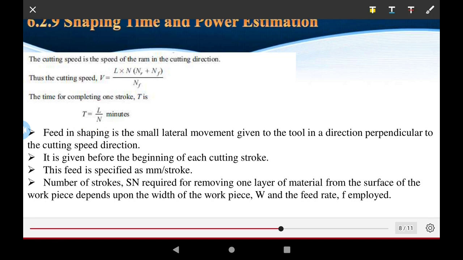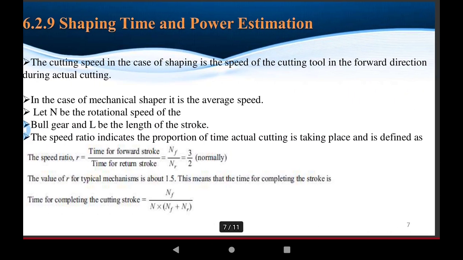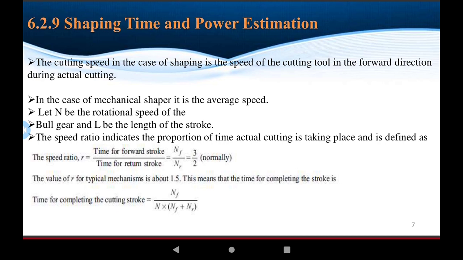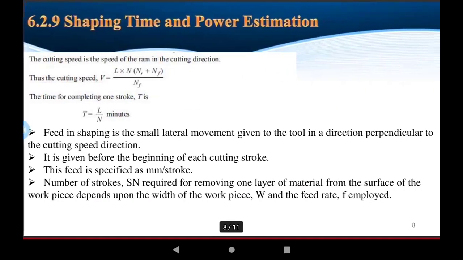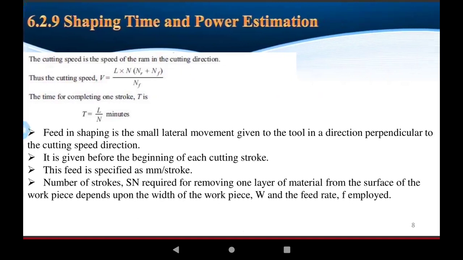One formula is used to find the value for the shaper machines in the speed ratio R. The second formula is the time for completing the stroke, NF upon N into NF plus NR. These are the assumptions used to find the cutting speed. The cutting speed formula is V equals L, the length, upon time.